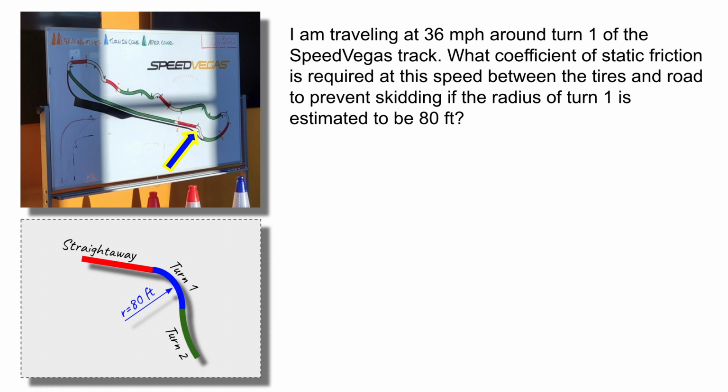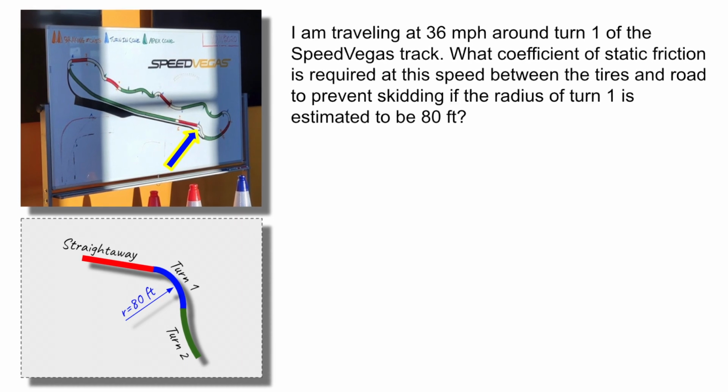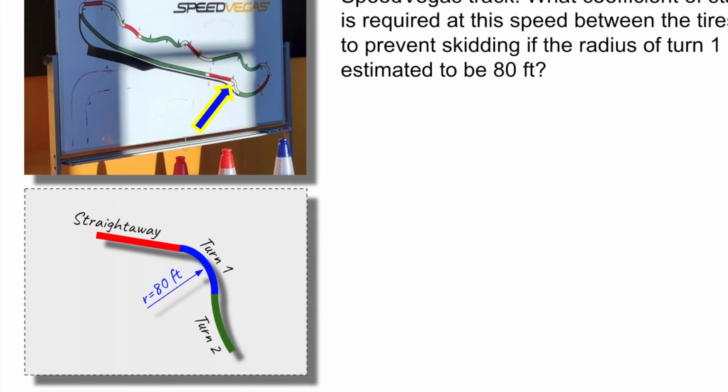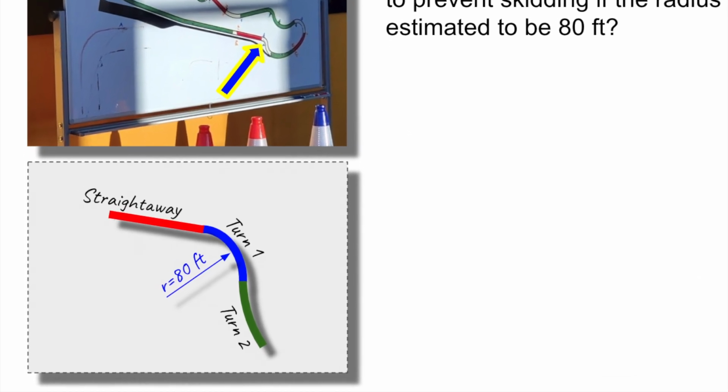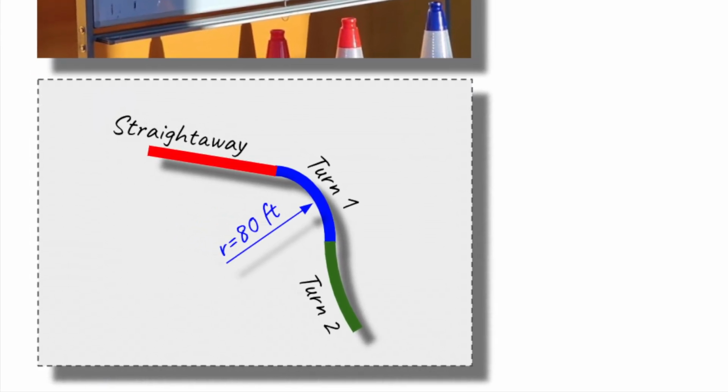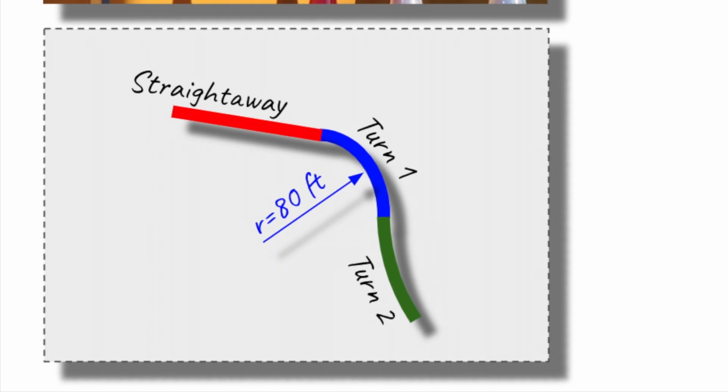So today's Figure It Out problem is, I am traveling at 36 miles per hour around turn one of the Speed Vegas track. What coefficient of static friction is required at this speed between the tires and road to prevent skidding if the radius of turn one is estimated to be 80 feet? Now, I estimated 80 feet by looking at the track in satellite mode in Google Maps, making a circle and estimating that circle's radius using the Google Maps legend. So it's not quite a wag, but it's not quite accurate, so it truly is an estimate.